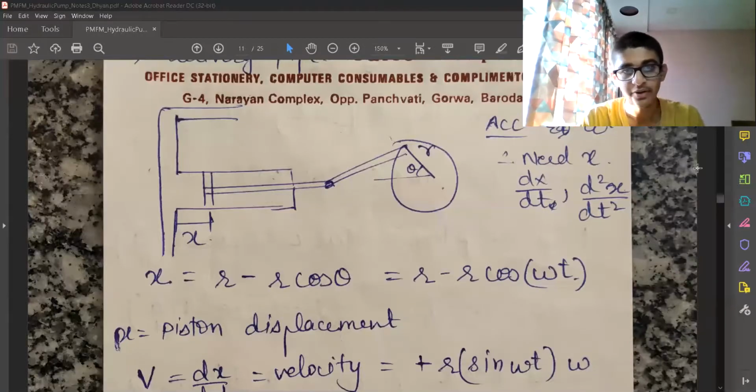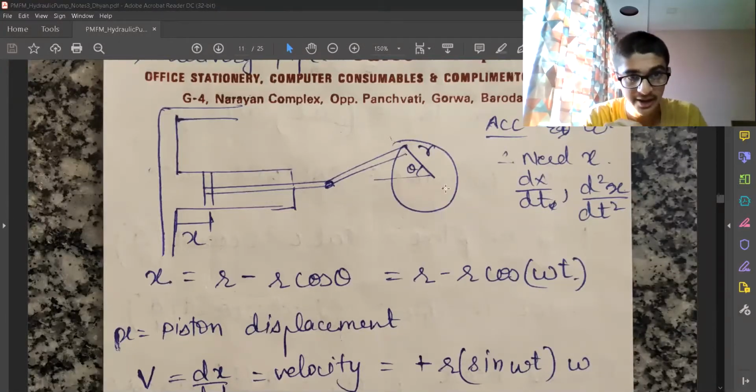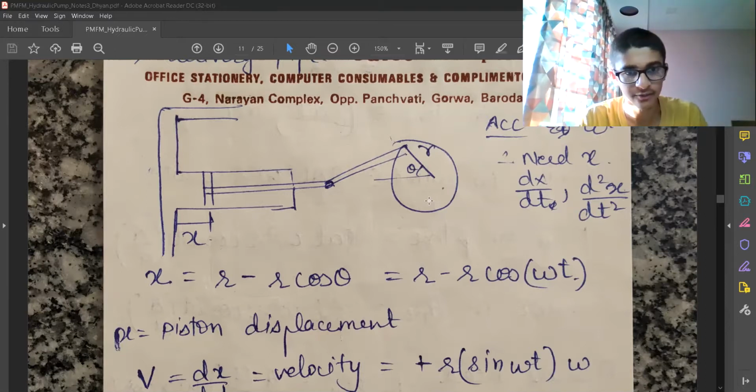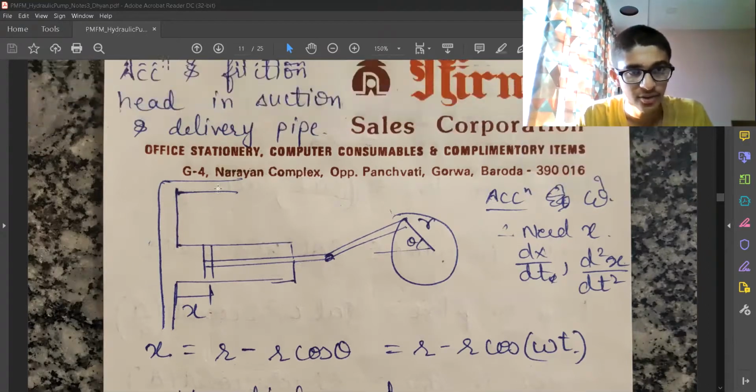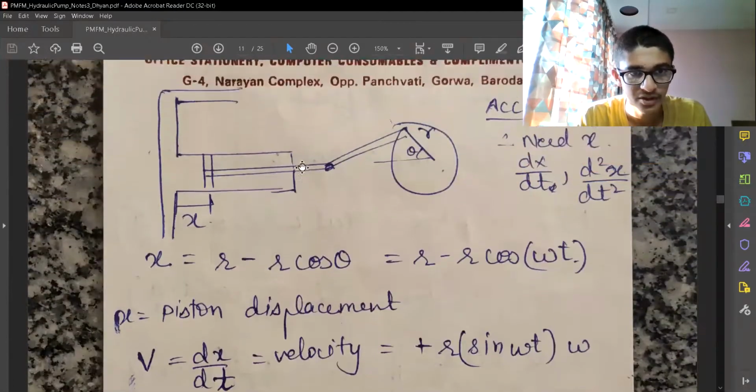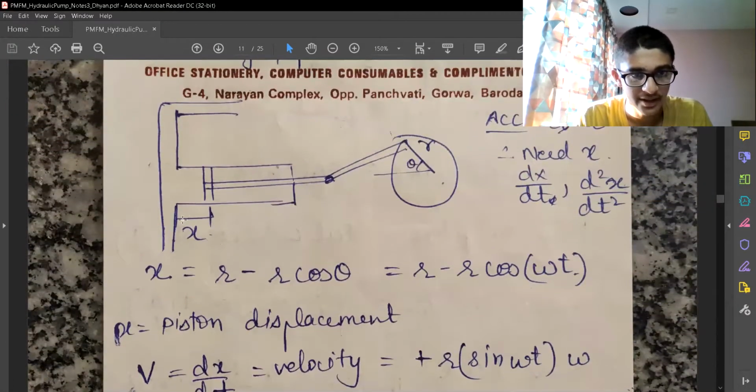So earlier I have introduced you to the changes in the indicator diagram, directly in the graph, due to acceleration and friction. Now we'll quantitatively take those things into account. So these are the acceleration and friction head changes in the suction and delivery pipe. This was our schematic, and let's say this is the length x. So why are we doing this?